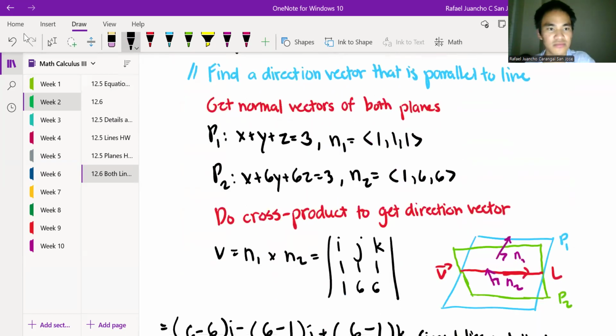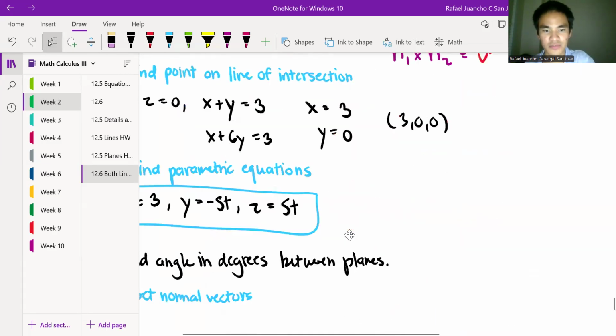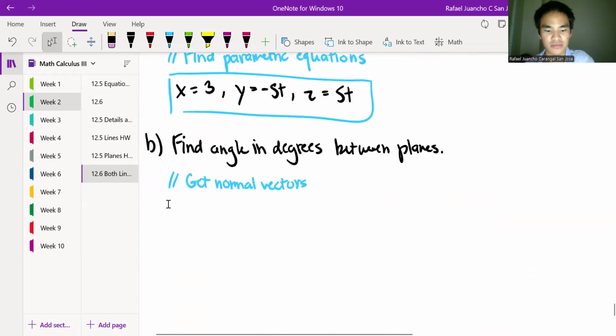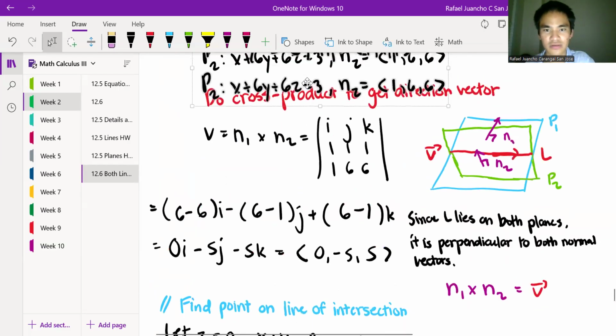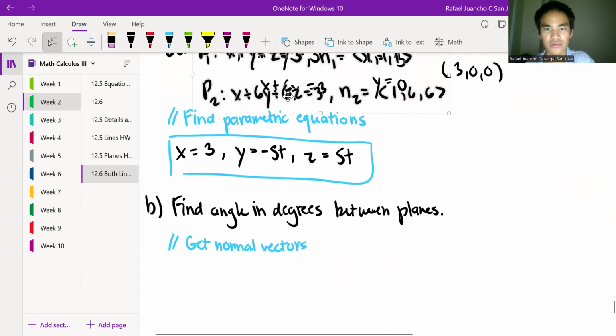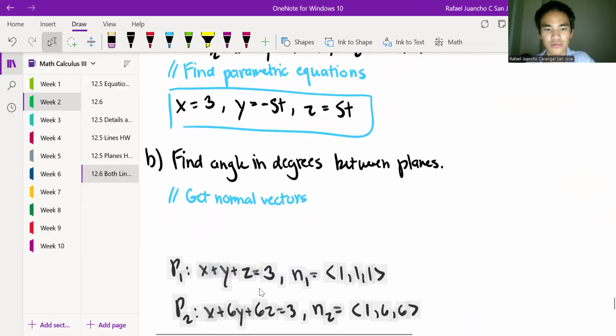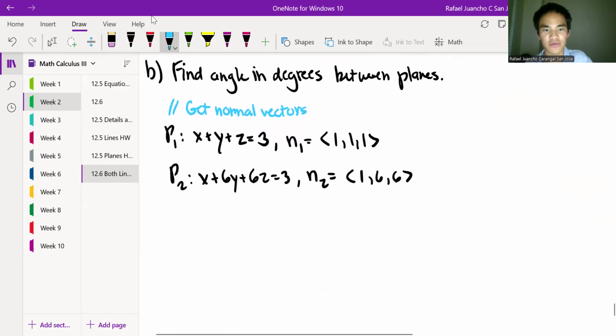It was here, there. So I'm just going to copy and paste those. Okay. Now we have their normal vectors. Now what do we want to do? We want to use the dot product to find the angle.